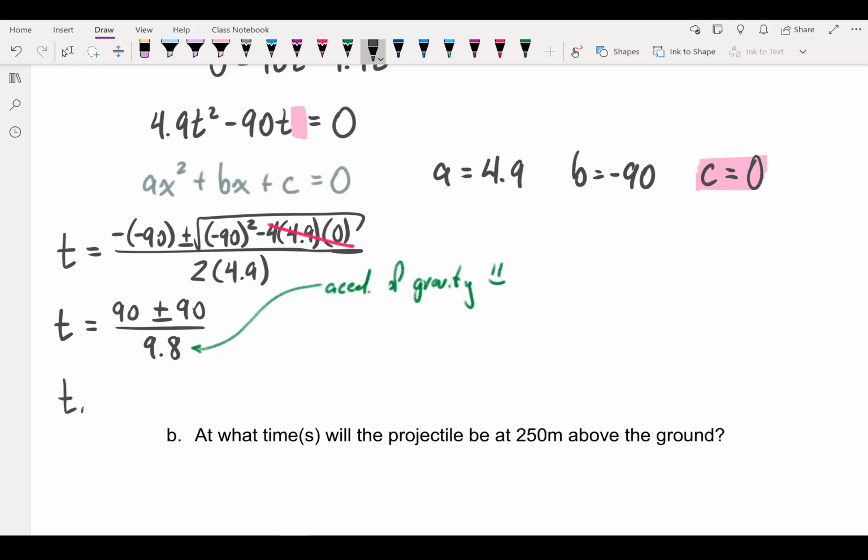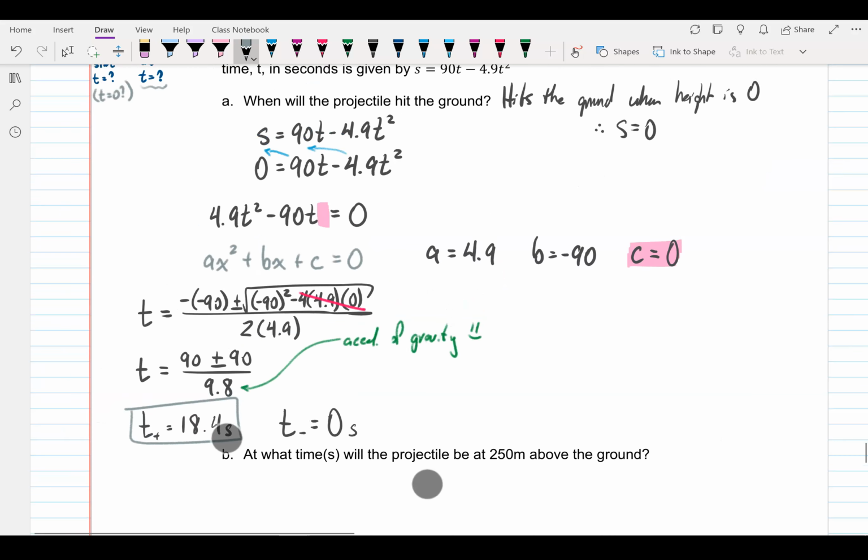So the positive version of the answer would give 18.4, and I'd expect you to calculate that out yourself to check to see that I'm not crazy. The negative version, if you work that out, you get negative 90 minus 90, and we eventually end up getting 0 seconds. So our answer here is 18.4. And we get a 0 as well, which is not that helpful.